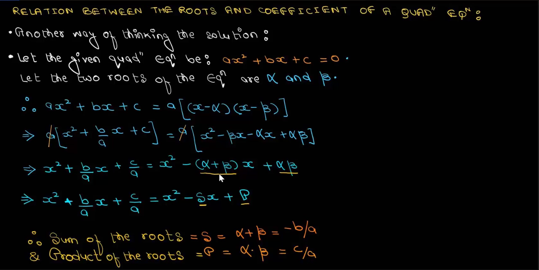So we represent this sum as S, capital S. So alpha plus beta is capital S. X is there, plus this alpha beta is the product of the roots, alpha into beta. There are two roots, alpha and beta, and alpha beta is the product of the roots, and we have represented by capital P.